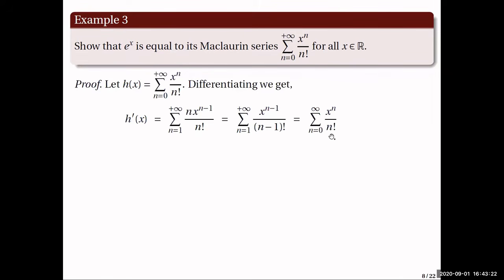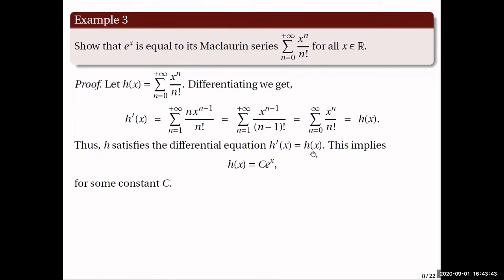And this is precisely our h of x. So in this solution, we have shown that h prime of x equals h of x. And so, we say that h satisfies the differential equation h prime of x equals h of x. So from here, this implies that h of x is equal to the exponential of x times some constant c. So let's check. If we differentiate h of x, we get the same result, c e to the x.